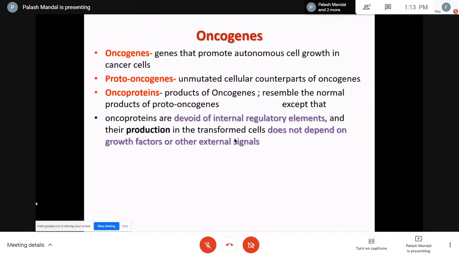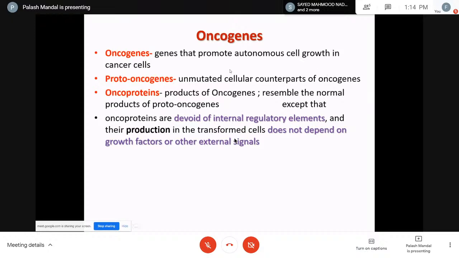Okay, now what are proto-oncogenes? They are the unmutated cellular counterparts of oncogenes, and when these proto-oncogenes are mutated, they become oncogenes. Okay, so proto means before. So proto-oncogenes, when they are mutated, are converted into oncogenes. So normally proto-oncogenes are present in all of us.